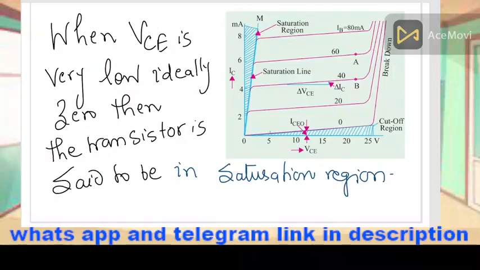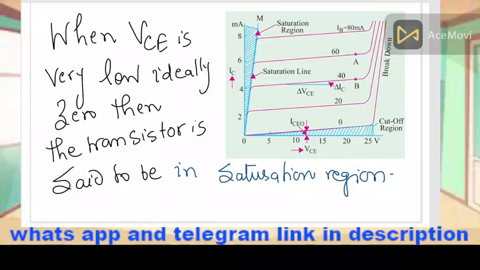Now when VCE is very low, cutoff is one extreme. Extreme situation means there cannot be anything worse or better than that situation. That is extreme. I will show you diagrammatically. Now when VCE is very low, ideally 0, we have considered the cutoff region, with IB equal to 0.